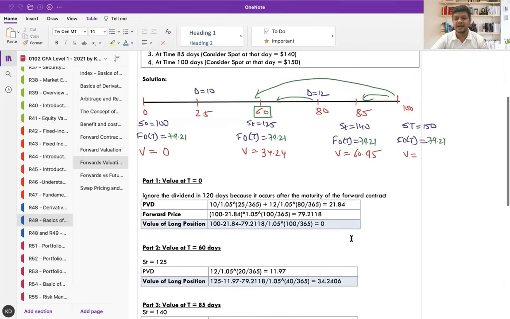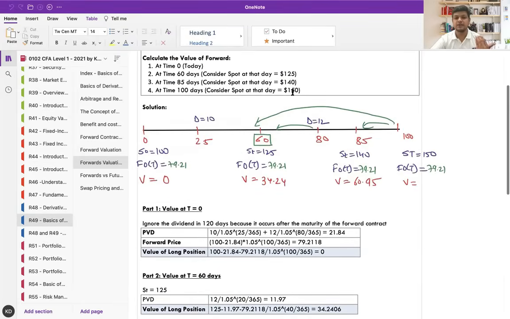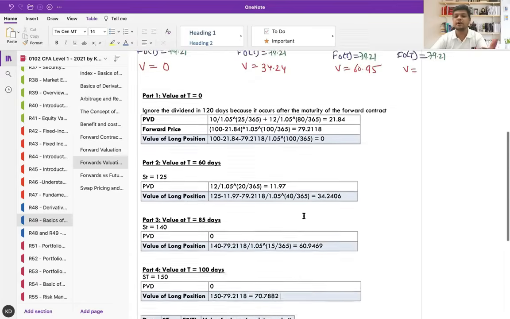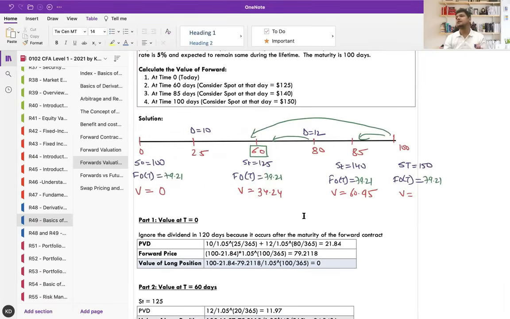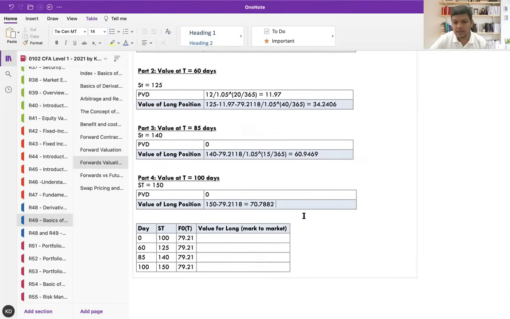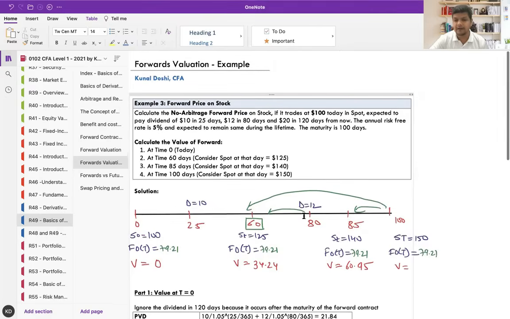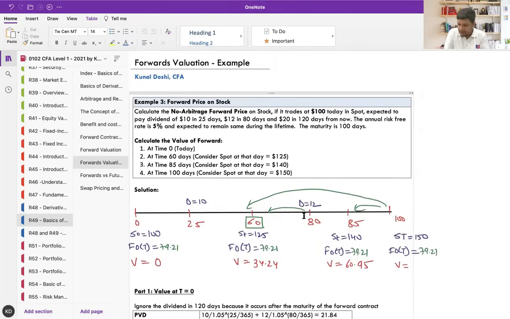Now, on the 100th day, the spot is 150. First of all, will there be a dividend? No. So the spot is 150 minus the future. Do I have to take the present value of the future? No, it's the last day. So that will be 70.78 or 79. Clear? 70.78 it is, right? I'll take 70.79. Clear?